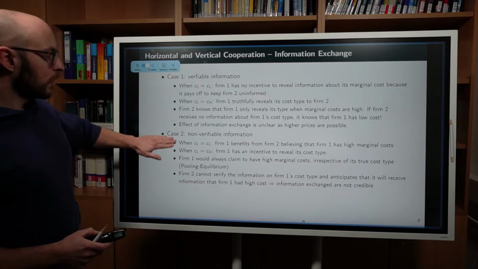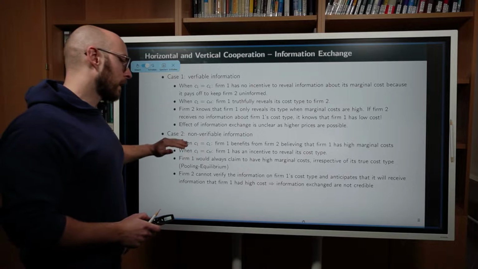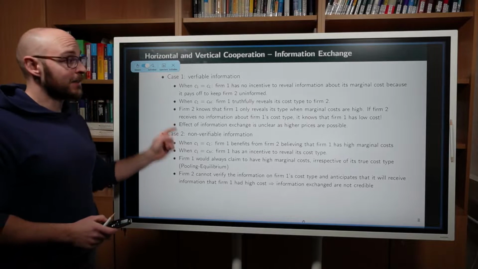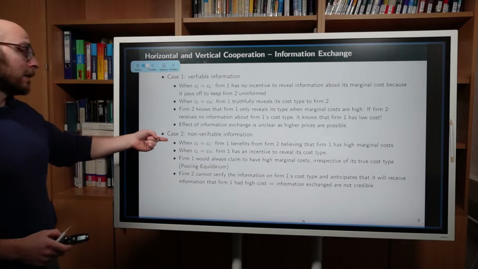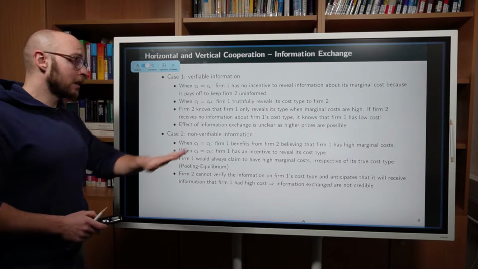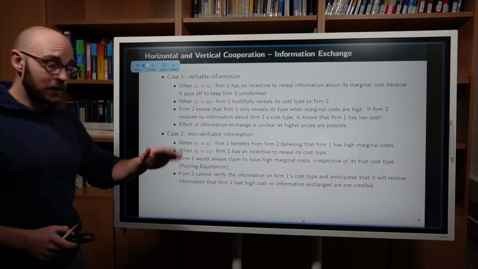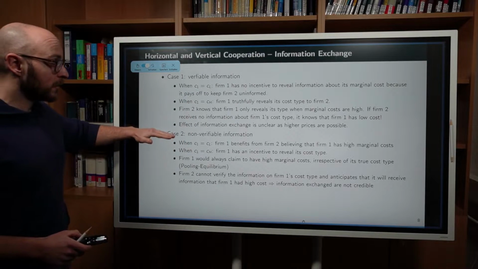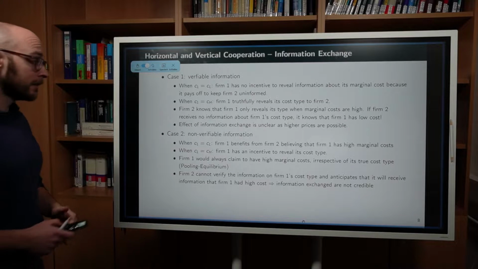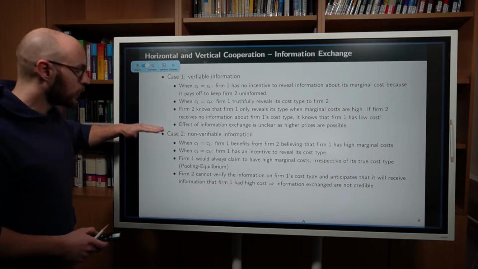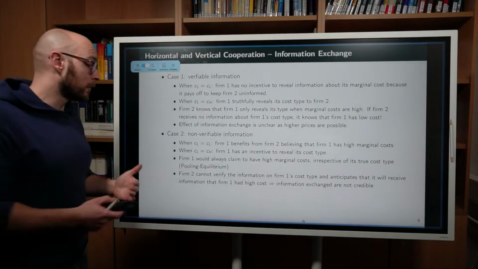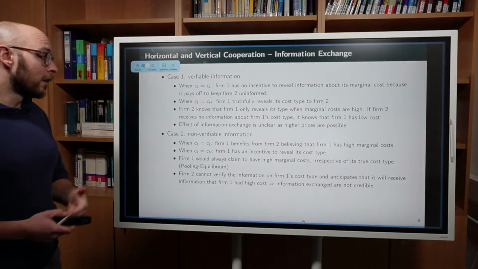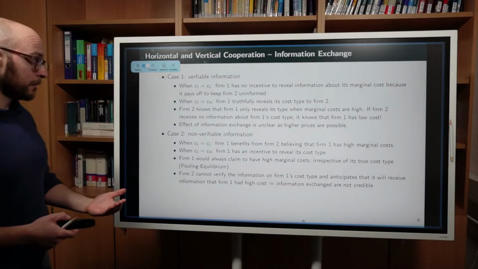Again, firm 1 has no incentive to reveal its type when it has low marginal costs. Actually, it has an incentive to claim that it is a high cost type, because if firm 1 could make firm 2 believe it has high cost, then prices would be even higher than with uncertainty. So firm 2 would benefit, firm 1 would benefit even more, right? So what would firm 1 with a low type do? Well, it would actually tell firm 2, look, I'm a high type, even though it is actually a low type, because it benefits from firm 2 believing that firm 1 is a high type. Yes, exactly.